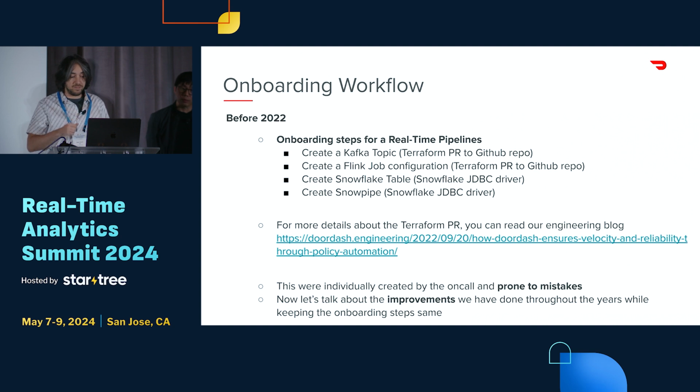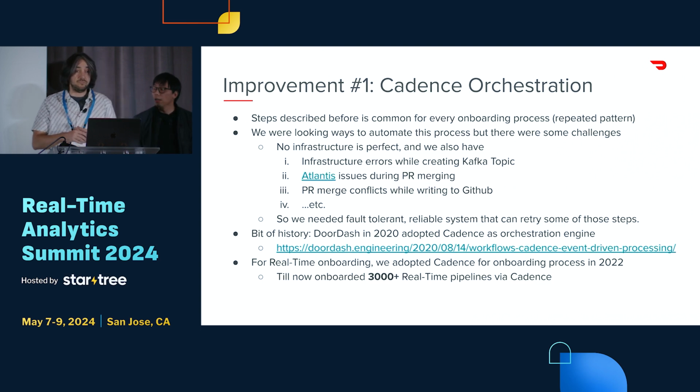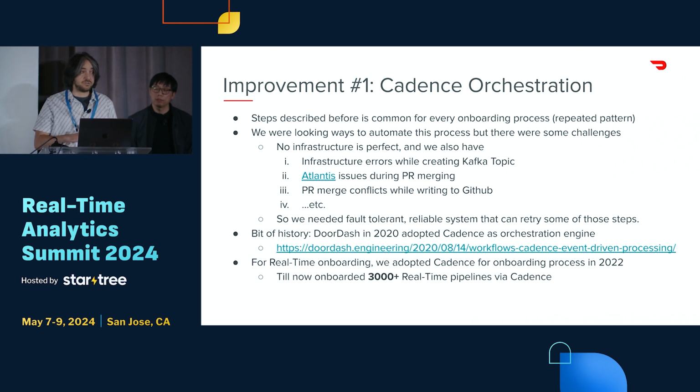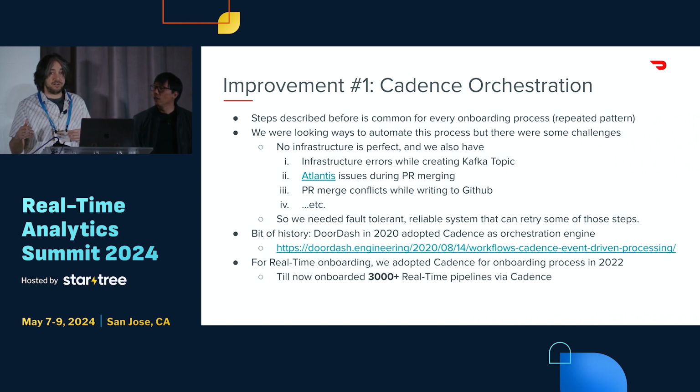We went back to the drawing board to see what we could do to improve that onboarding, make it easier, and streamline it in a nicer way. So the first improvement that we came up with is the Cadence orchestration. The steps described before are very common for every onboarding on real-time pipelines. There's a repeated pattern there, and when there's a repeated pattern, you can use some tool to orchestrate that.